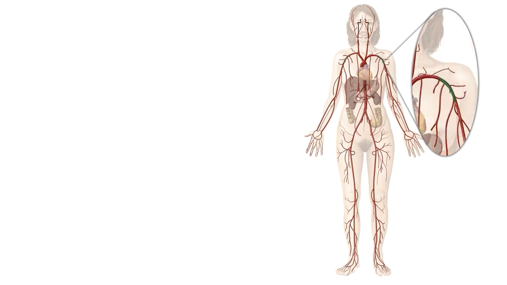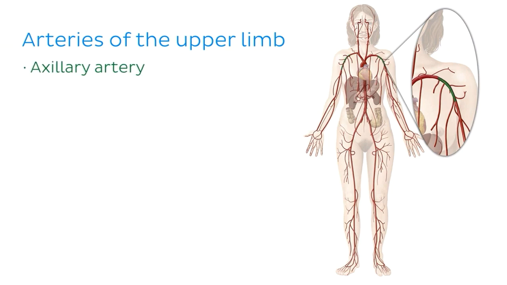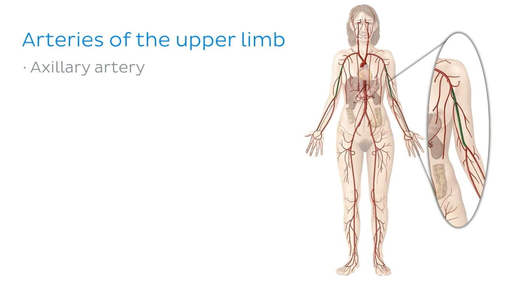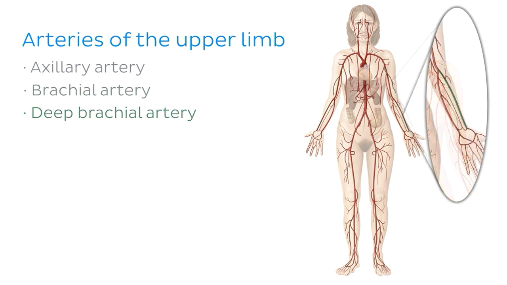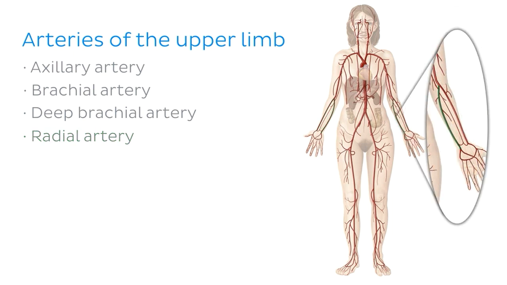We then moved on to talk about the arteries of the upper limb, which included the axillary artery, which arises as a continuation of the subclavian artery, followed by the brachial artery, which itself is a branch of the axillary artery. Then we looked at the deep brachial artery, which is a branch of the brachial artery. And then we looked at the radial artery, which is one of two branches of the brachial artery, the other branch being the ulnar artery.